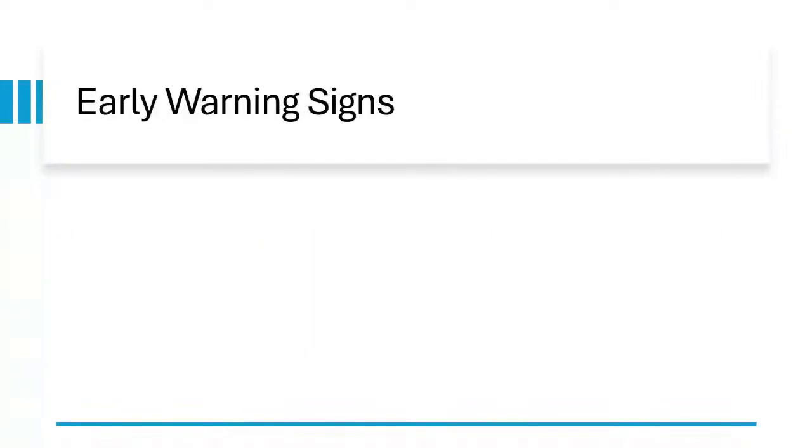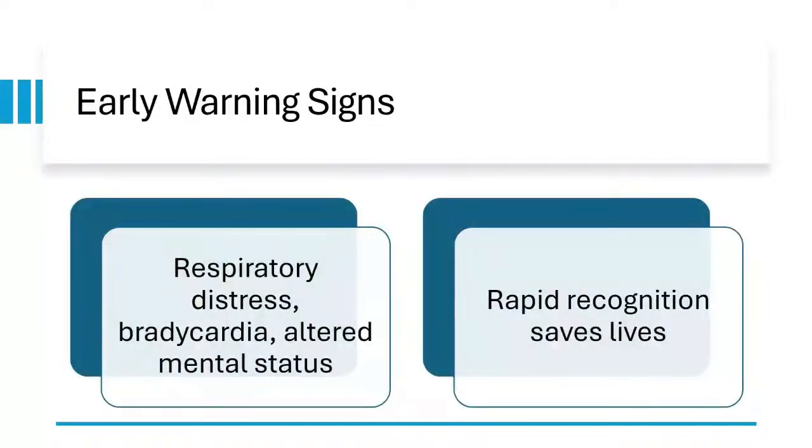All right, early warning signs. Does anybody know some early warning signs for impending pediatric cardiac arrest? Yeah, so in particular with kids, the etiology is usually respiratory driven. So respiratory distress, and then as the gentleman mentioned, altered mental status or lethargy. Rapid recognition of these signs can prevent a cardiac arrest from happening.